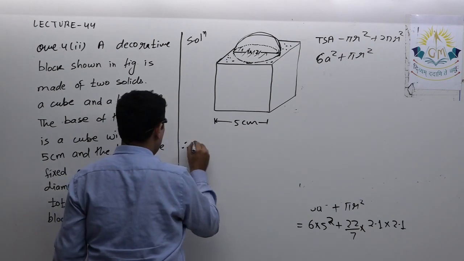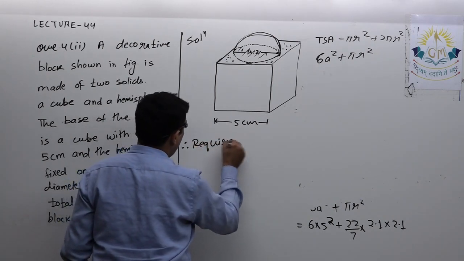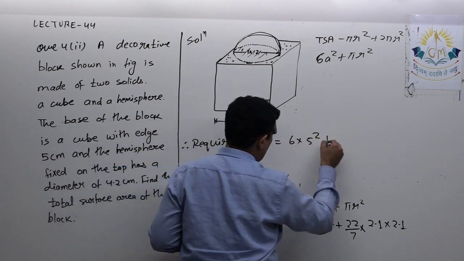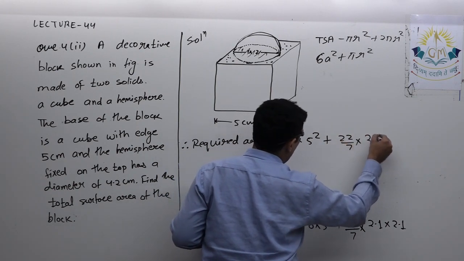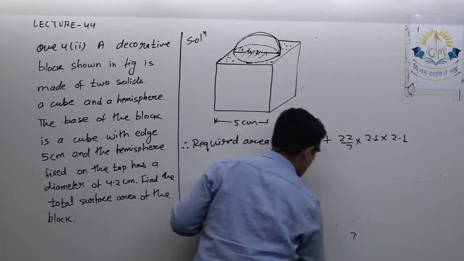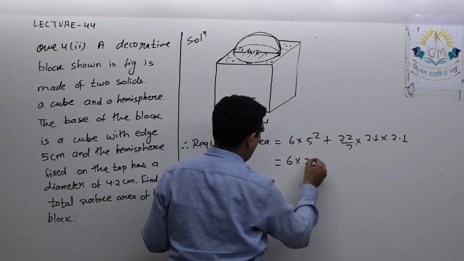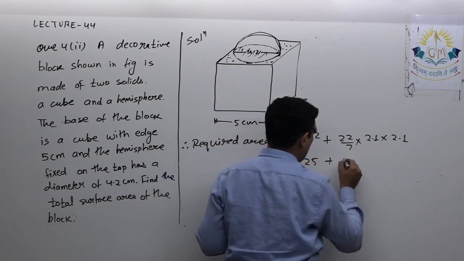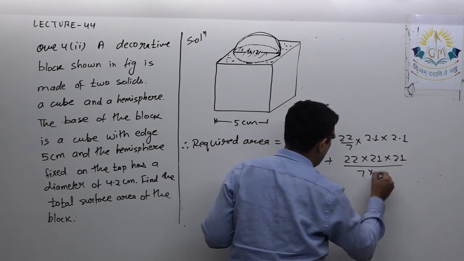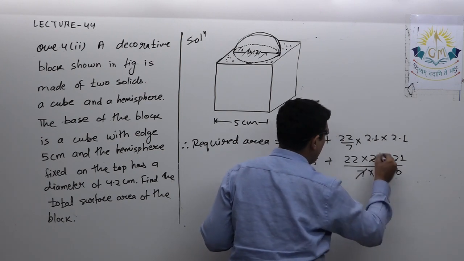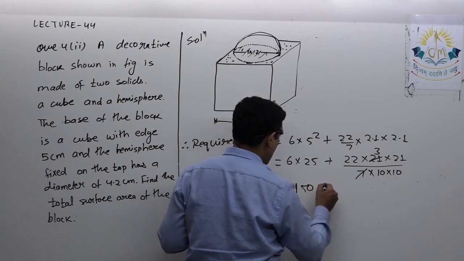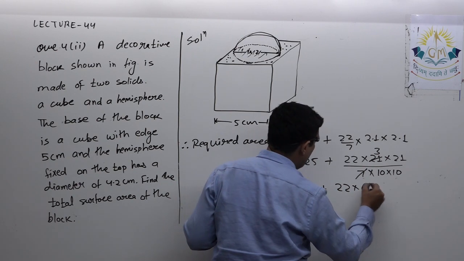Okay, so therefore required area is equal to 6 into 5 square plus 22 upon 7 into 2.1 into 2.1. So 6 multiplied by 25. Over here I can write 22 into 21 into 21 upon 7 into 10 into 10. Now 7 threes are 21, I can cancel it. 6 into 25, that is 150, plus 22 into 63.